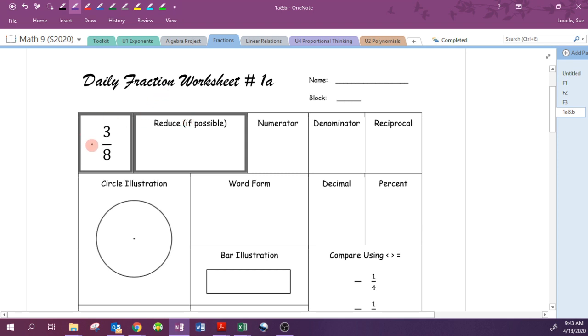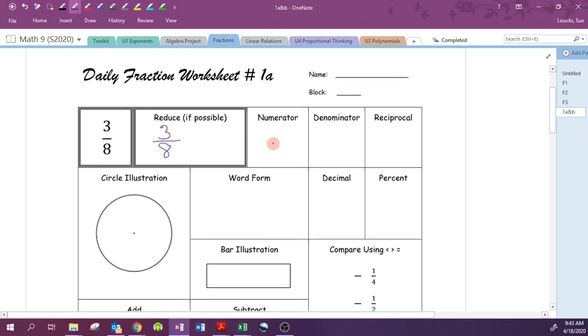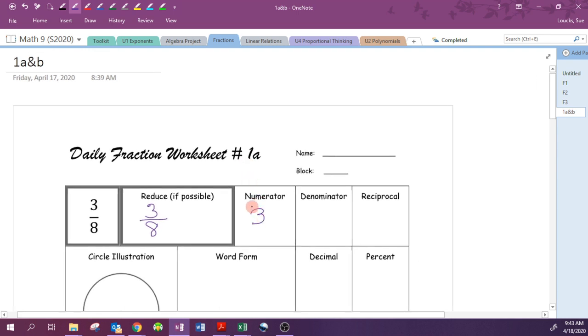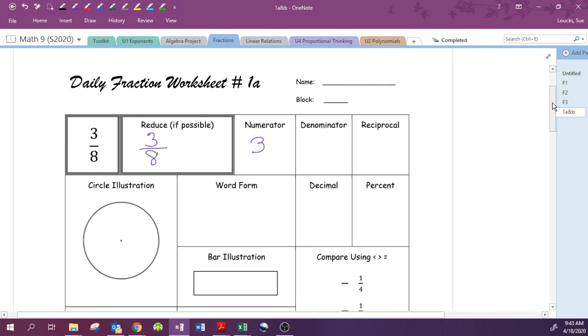Now 3 and 8 don't have a common factor. There's nothing you can divide the top and the bottom by, so we can't reduce that. So we're just going to write in 3 over 8. The numerator is the top number, which is 3. The top number is the numerator. The bottom number is the denominator.